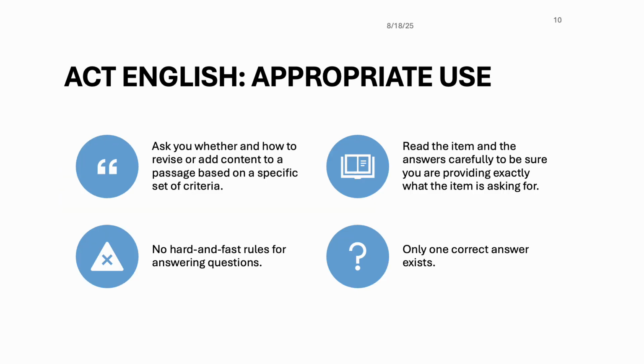ACT English appropriate use asks you whether and how to revise or add content to a passage based on a specific set of criteria. No hard and fast rules for answering questions. Read the items and the answers carefully to be sure you are providing exactly what the item is asking for. Only one correct answer exists.